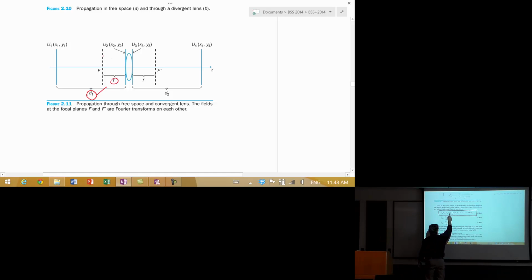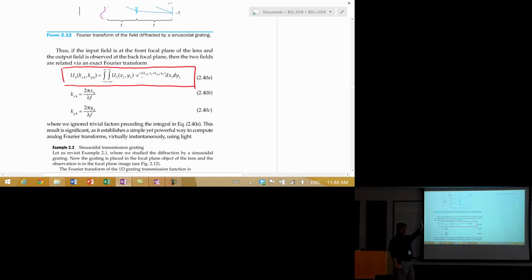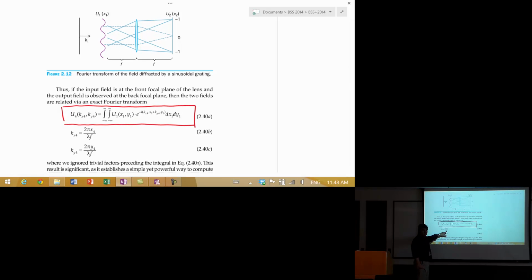Except for a constant that we don't care about, you get that the field at the back focal plane is the input field, let's say that one, Fourier transform. It's exactly the equation we got for the Fraunhofer approximation, except that now the K's used to have x over z in them, now they have x over f. But the math is the same.